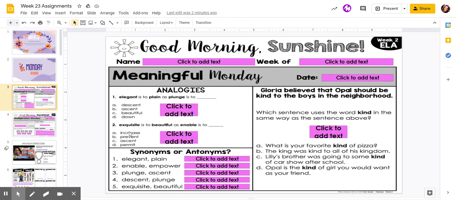Okay, so you'll be doing the same thing with exquisite and beautiful, enable, and then whichever word you determine is the rule or fits into the rule for the analogy. As always, you all have synonyms and antonyms. Some of these words are going to be the same words from above. And then you're going to be picking which sentence uses the word kind in the same way as the sentence above. So just like last week, read the sentence, pay attention to how they use the word kind, and then pick whichever sentence uses kind in the same way.